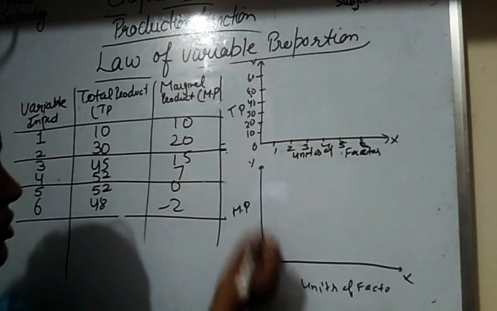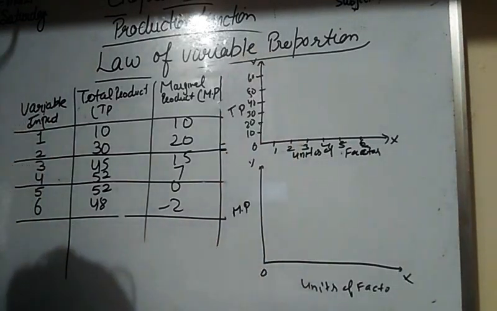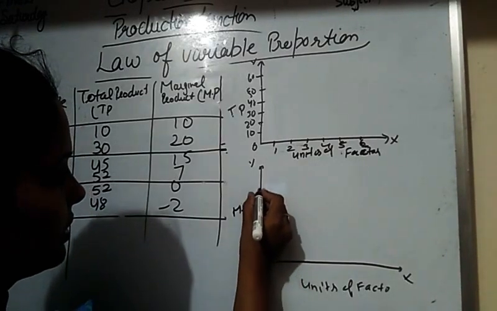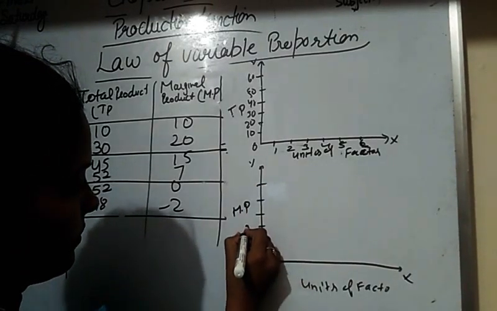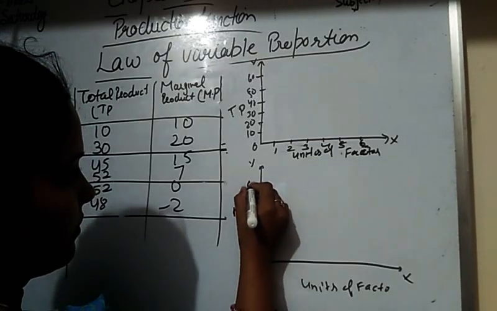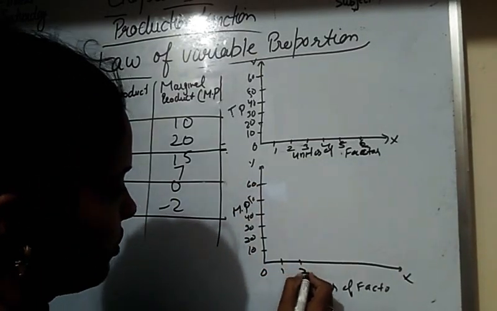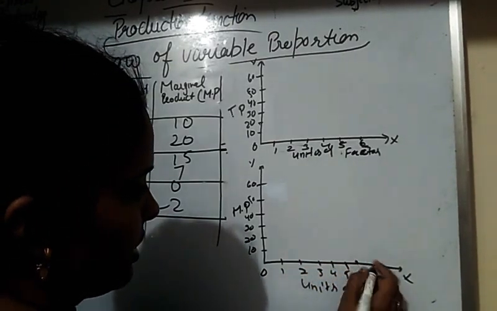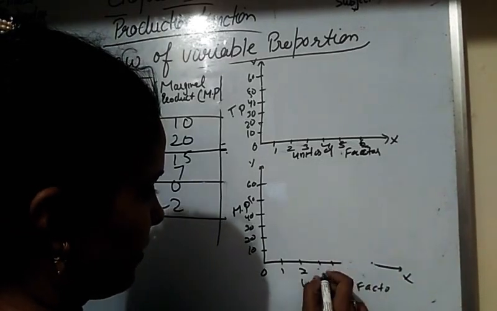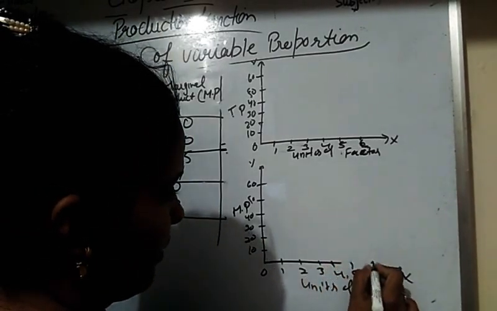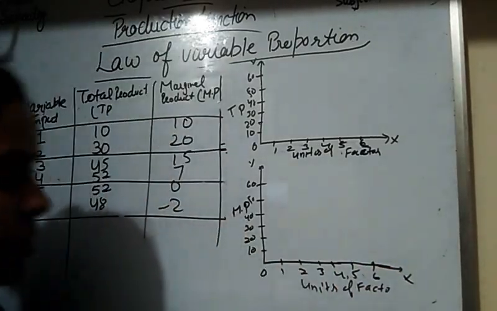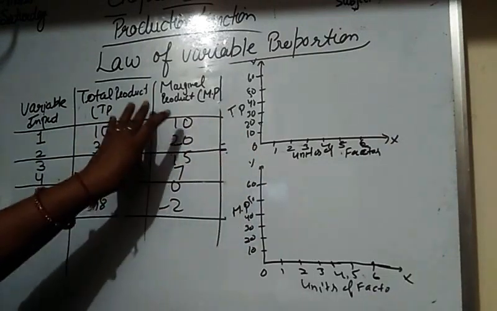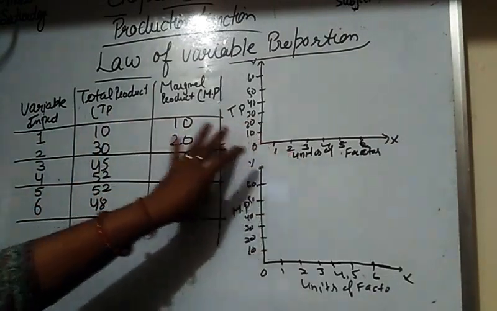On the MP side, I am also taking the same values, 10, 20, 30, 40, 50, 60, and units of factor 1, 2, 3, 4, 5, 6. So units of factor on OX axis. Now we are considering the table. We first draw the diagram. We first attach the points.